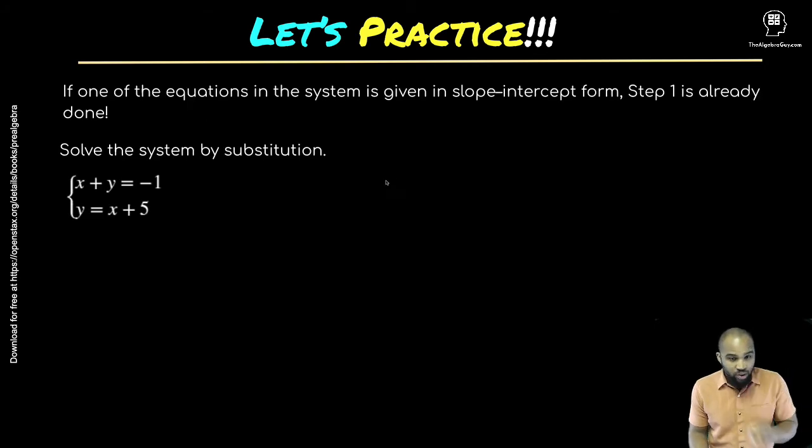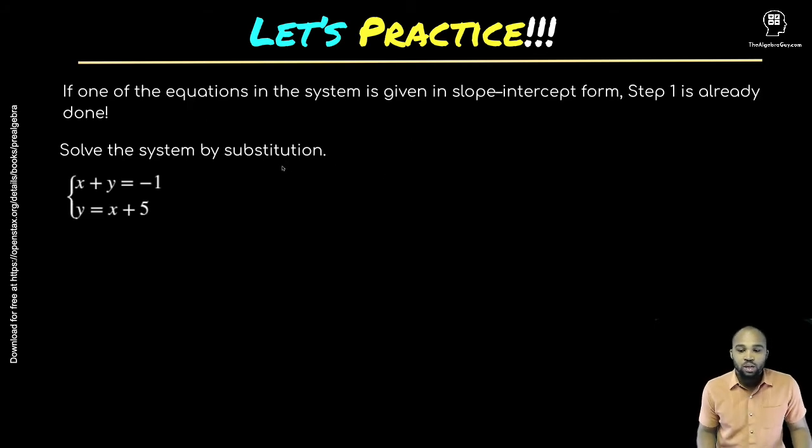All right, if one of the equations in the system is in slope-intercept form, it's already done for you. So one of the steps is already done because they've solved for y in one of them. So I'll start with that one. So I already know that y equals x plus 5.